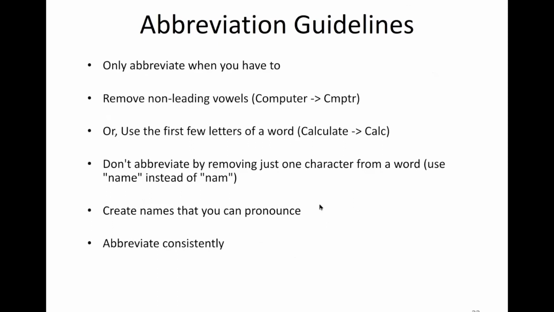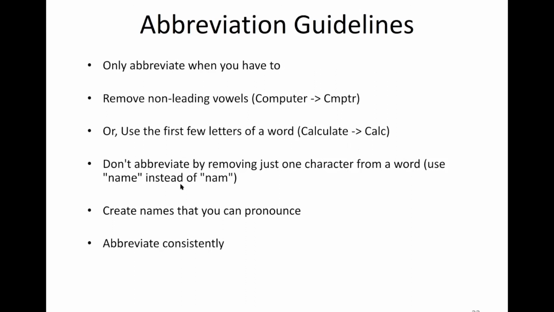The last thing I have to say about coding conventions is abbreviations. So we don't want to overuse abbreviations. Only abbreviate when you need to. But if you're going to do it, one of the things that you can do is remove long leading vowels. It's pretty clear that CMPTR would be computer. Our minds see those kinds of things pretty easily. We can use just the first few letters of the word, like calc for calculate. That becomes a pretty easy to understand abbreviation.